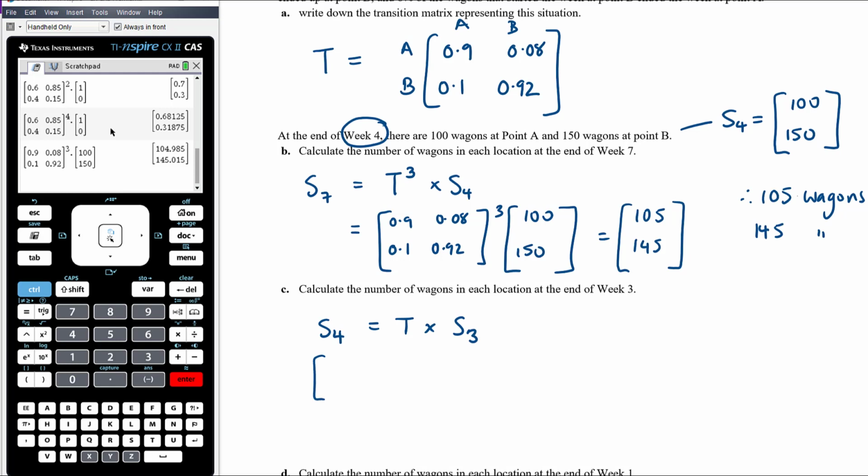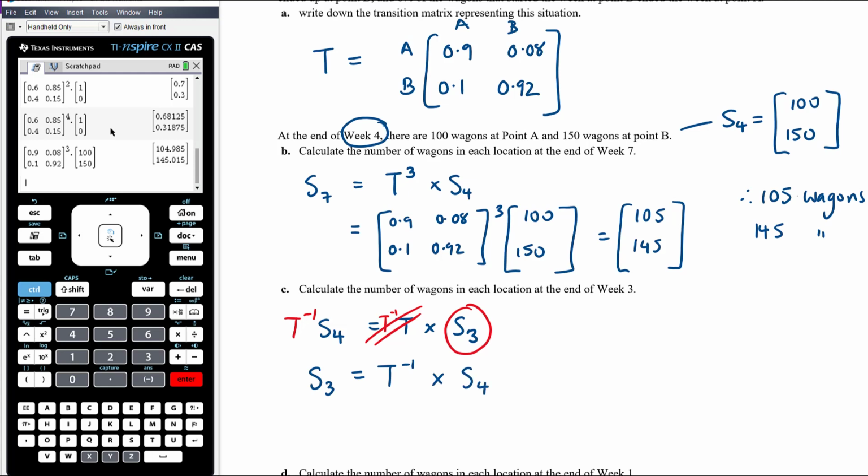So we know that this is 100 and 150, and we know the transition matrix. We're going to need to solve for S3. So let me just not write that for a second. If we want to actually solve for this, again, it's about solving a matrix equation. We would need to use the inverse of T here to cancel that out, which means we would need to use the inverse of T over here. And so what we actually find is that stage 3 is the inverse of T times stage 4.